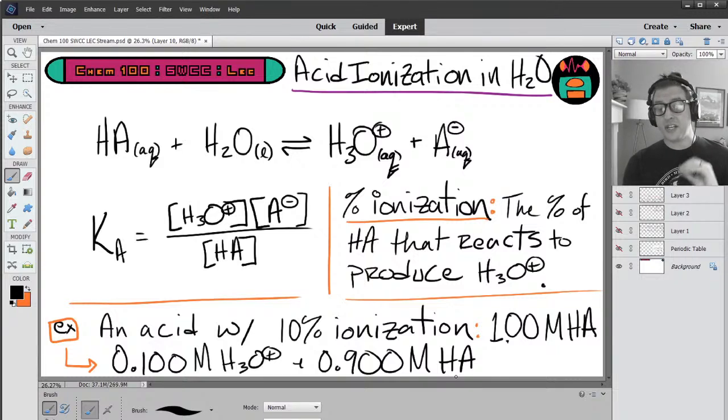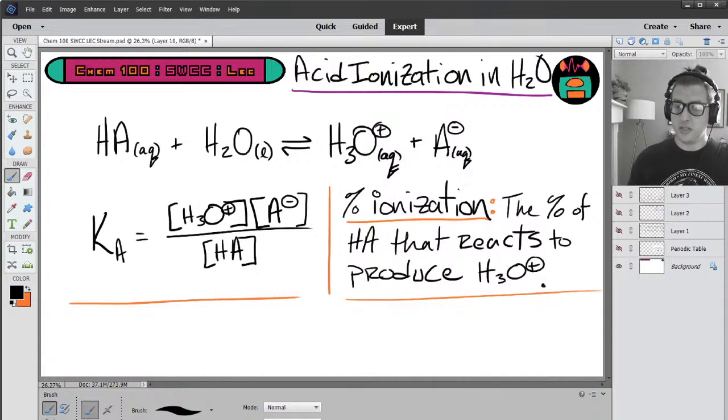Now you can actually use the percent ionization of an acid to calculate the value of your acid ionization constant, of that equilibrium constant. And here's how you'd go about doing this calculation.